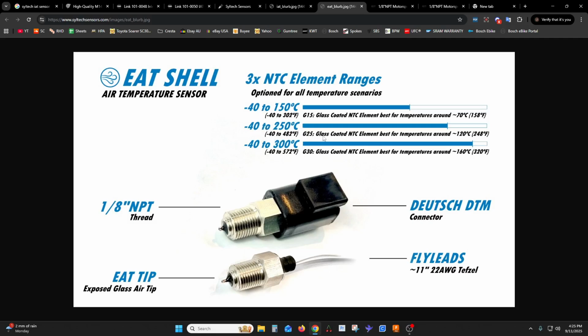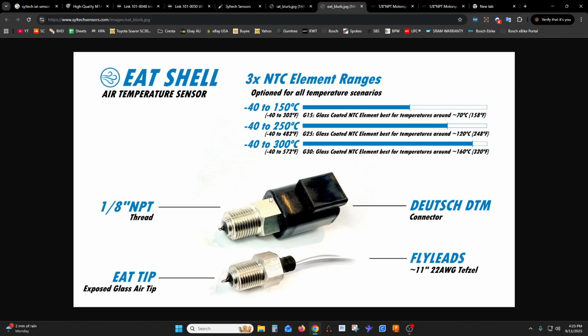So we want something like this one here, G25, which will measure up to 250 C, because the air coming out of the turbocharger could be as hot as 100 degrees Celsius. Okay, so the ECU won't use this sensor for anything. Actually, all this is for is so we can see how efficiently the intercooler is working.